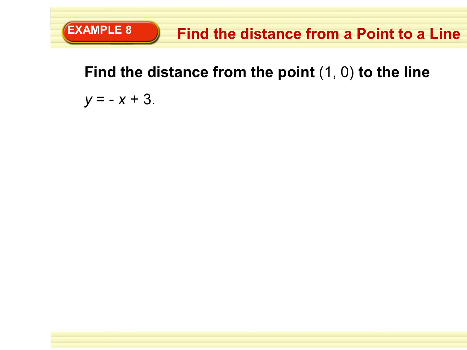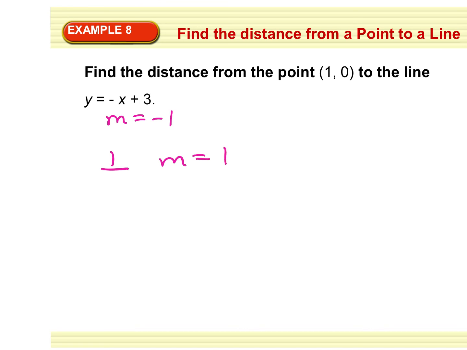So the slope of this line is -1. But we need a slope that's perpendicular to that one. So we're going to make it opposite reciprocal. Reciprocal of 1 is just 1, but opposite of -1 is +1. So the slope that's perpendicular is going to be +1.